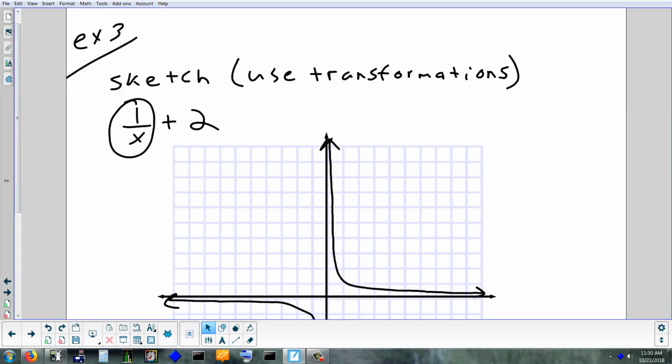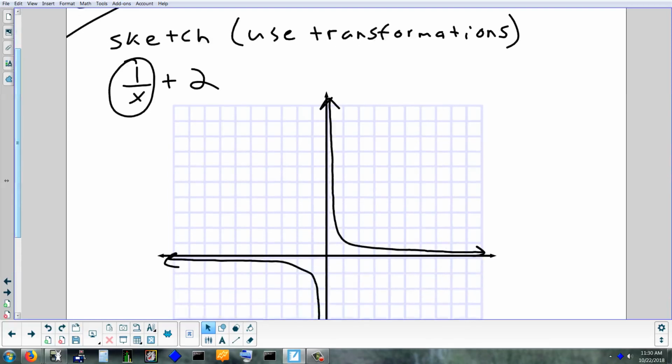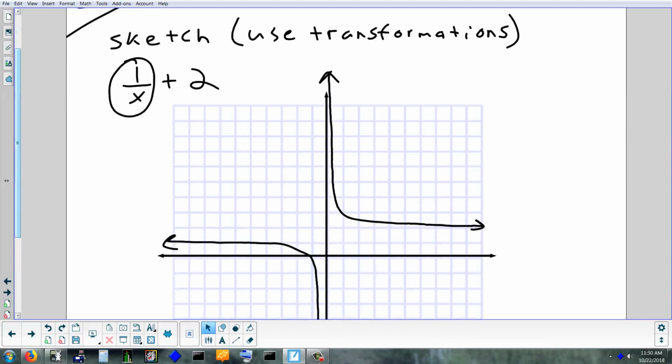What is the plus 2 going to do? Yep. Shift everything up 2. So now this is going to go 1, 2. This is going to go 1, 2.